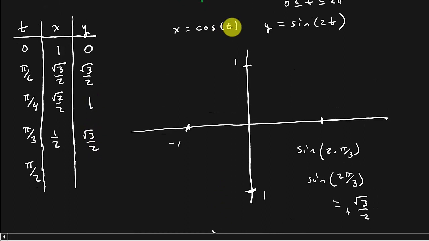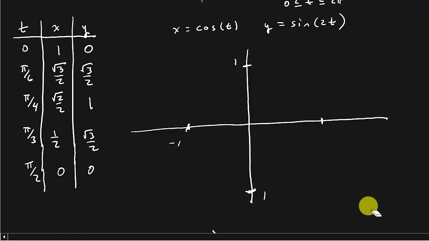And then if we plug in pi over 2, the cosine of pi over 2 is 0. And then we plug in pi over 2 here. The sine of 2 times pi over 2 would be the sine of pi, and that is 0 also. All right, so we've got our points.